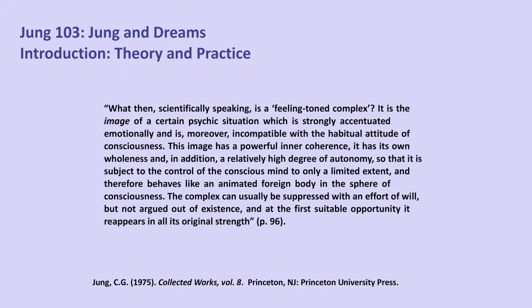Now, from the same essay, let's look at Jung's somewhat more technical definition of the complex. This gets into the nuts and bolts from a psychological perspective. He says, quote, "What then, scientifically speaking, is a feeling-toned complex? It is the image of a certain psychic situation which is strongly accentuated emotionally and is, moreover, incompatible with the habitual attitude of consciousness. This image has a powerful inner coherence. It has its own wholeness and, in addition, a relatively high degree of autonomy, so that it is subject to the control of the conscious mind to only a limited extent, and therefore behaves like an animated foreign body in the sphere of consciousness."